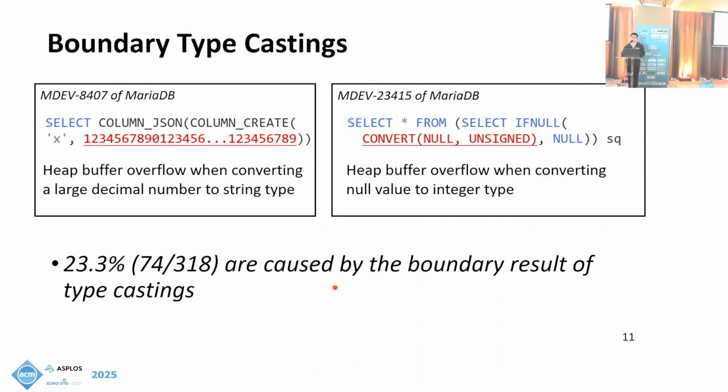We found that about 23% of bugs are caused by the boundary results of typecasting. Typecasting involves converting a value from one data type to another data type in SQL. Sometimes function arguments are incorrectly converted to the internal data types of databases, leading to SQL function bugs. For example, MariaDB incorrectly calculates the length of the result string when converting, and it leads to a heap buffer overflow.